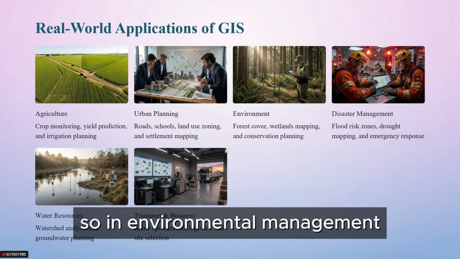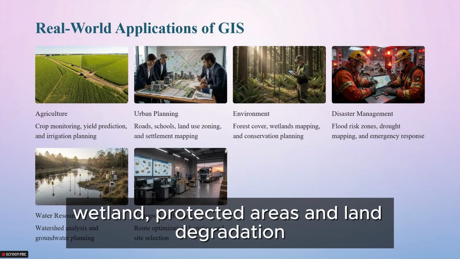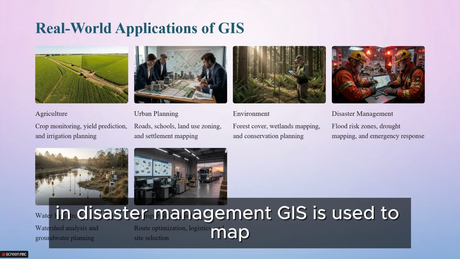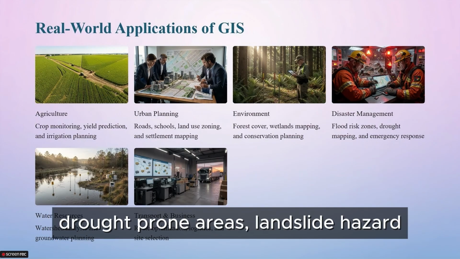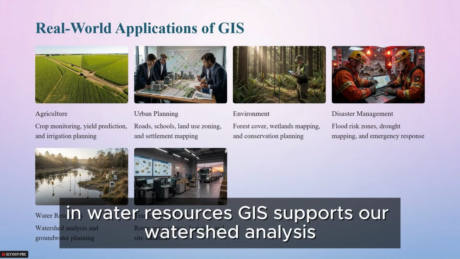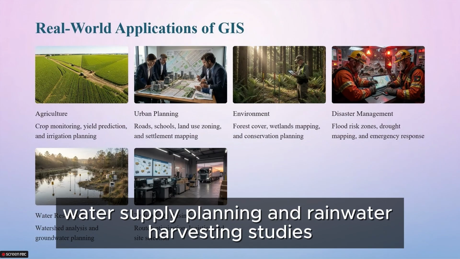In environmental management, GIS helps us monitor forest cover, wetlands, protected areas, land degradation, pollution, and conservation zones. In disaster management, GIS is used to map flood risk zones, drought-prone areas, landslide hazards, evacuation routes, even emergency response locations. In water resources, GIS supports watershed analysis, groundwater planning, river basin management, water supply planning, and rainwater harvesting studies.